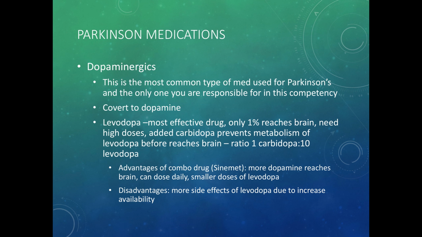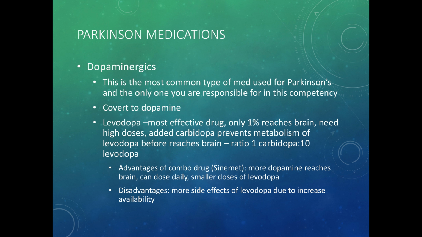So the three classic symptoms will be that there's rigidity with movement, the bradykinesia, and the tremors, but you'll become very familiar with this if you're ever around a patient that has significant Parkinsonism. The medications are the dopaminergics, the most common type of meds used, and they're the only ones that you need to really know for this competency. Basically they convert to dopamine once they're in the system, which their body tends to need more. Levodopa is the most effective drug. Only 1% reaches the brain, so they need very high doses.